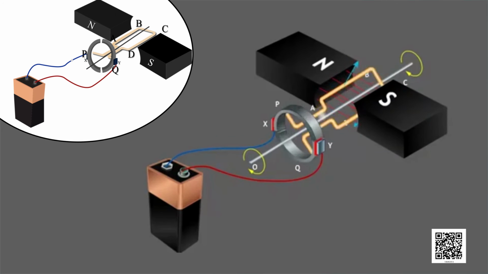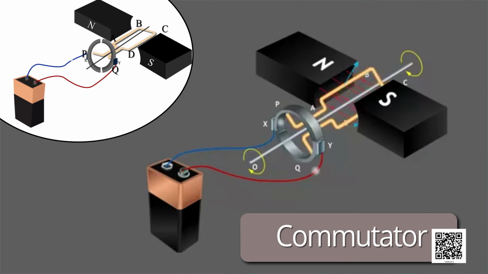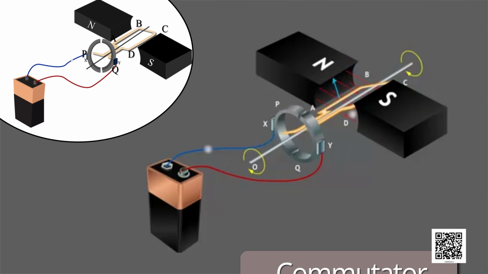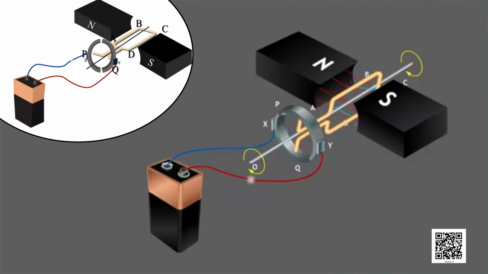A device that reverses the direction of flow of current through a circuit is called a commutator. In electric motors, the split ring acts as a commutator. The reversal of flow of current is necessary to reverse the direction of force acting on the two arms AB and CD and to complete a rotation.